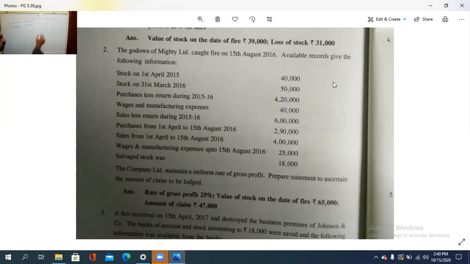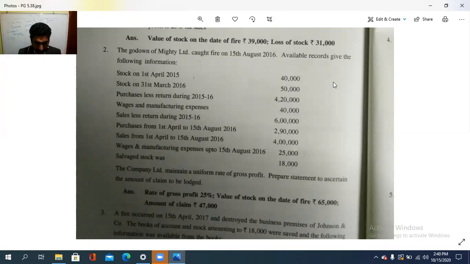Then by sales, 4 lakh. Then to wages and manufacturing expenses, how much is it? 25,000. Then salvage stock, this much only. Then we need to calculate the gross profit rate. This is the same, but the rate is not given, so we need to calculate the rate.